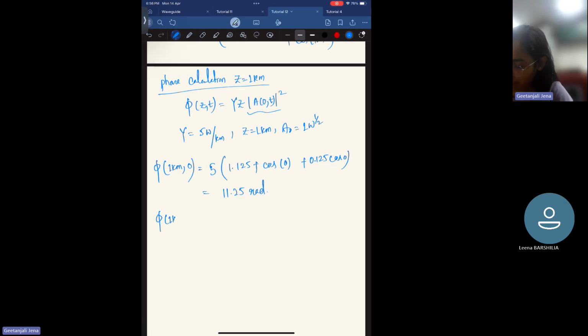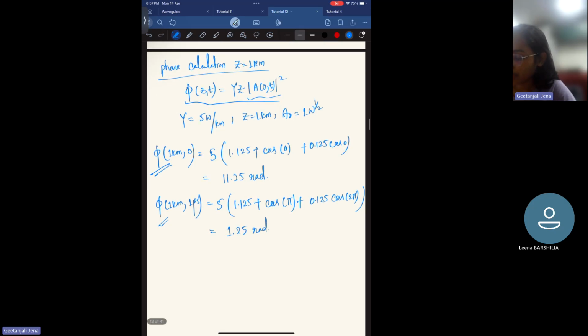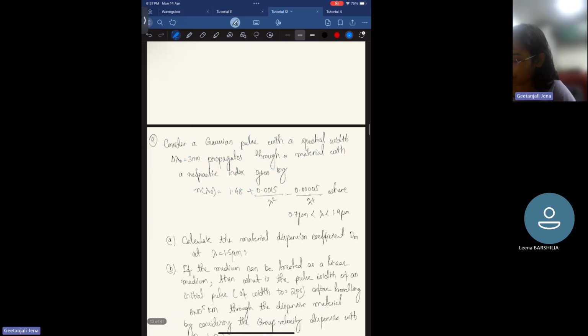Now when the time increases to 1 picosecond, this is 5 times 1.125 plus cos pi plus 0.125 cos 2 pi. So this will be 1.25 radian. Okay, so you just need to remember the expression for nonlinear phase shift whenever we have a group velocity dispersion of 0.